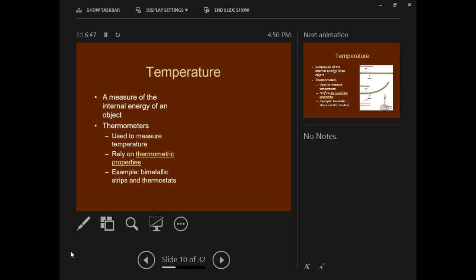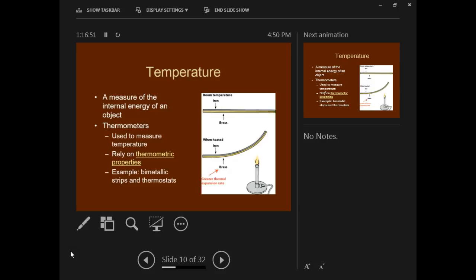Okay? The example of the bimetallic strip in a thermostat, I think that's the next figure. This is that bimetallic strip. Brass on the bottom, iron on top. Brass has a higher coefficient of thermal expansion than iron.